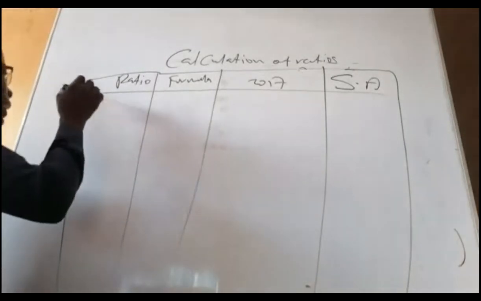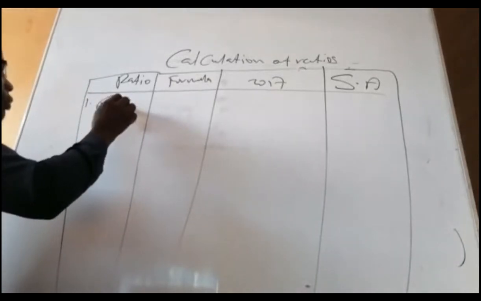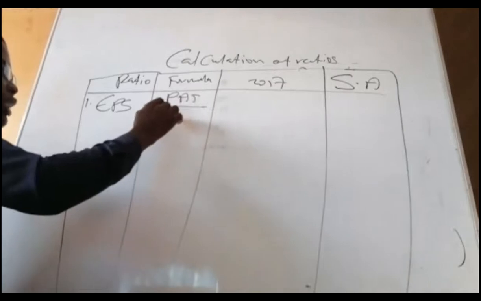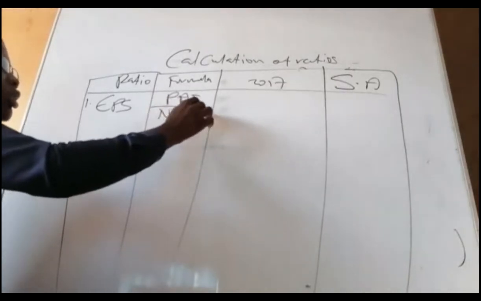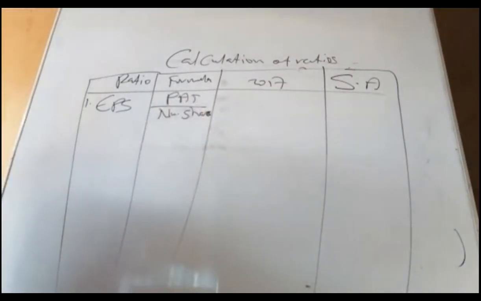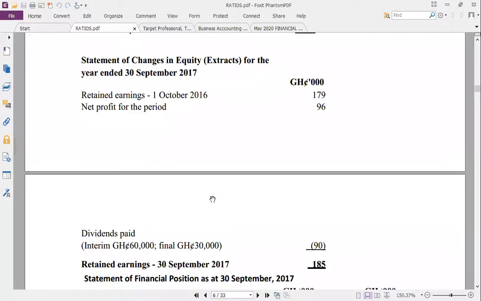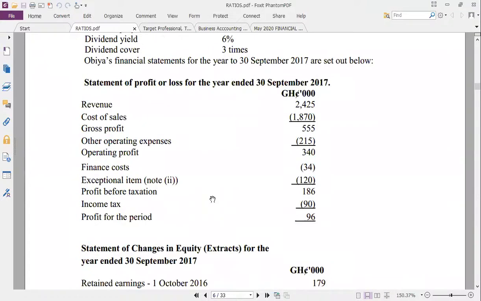Number 1 on the list, earnings per share, is equal to the profit after tax over the number of shares. So I'll go to the question and look at profit after tax. Obia, where's your profit after tax? So let's go to Obia straight. Profit for the period is 96,000. I'll take it.